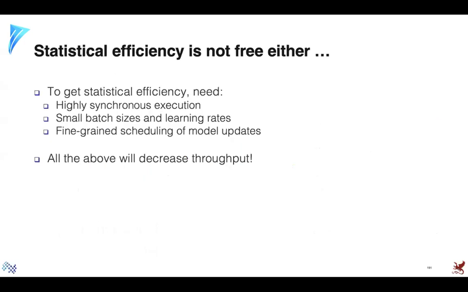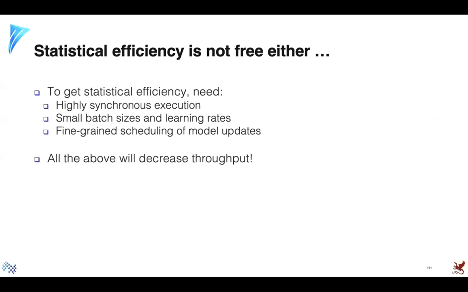On the other hand, statistical efficiency is not free either. And in many cases, when we make choices to increase statistical efficiency, we will actually decrease the throughput which can be achieved by our system. Some examples of these are, we can increase statistical efficiency by using highly synchronized execution, which decreases throughput because it relies a lot more on network synchronization.